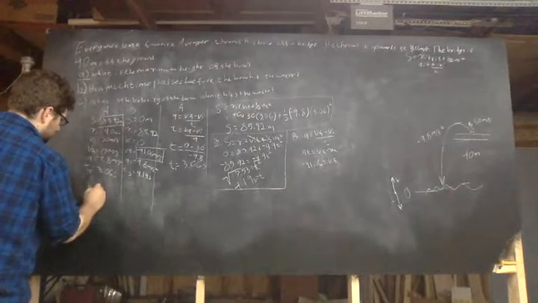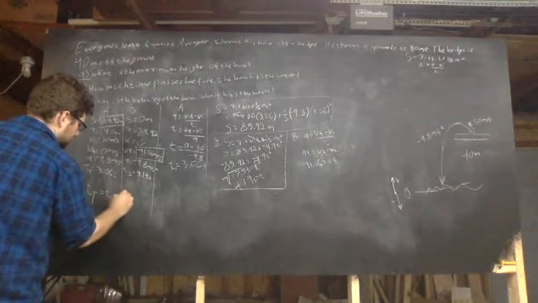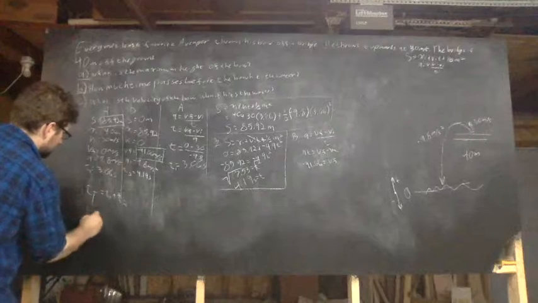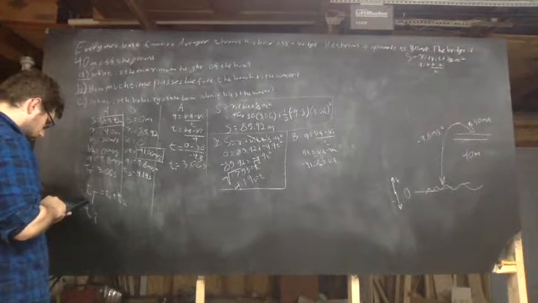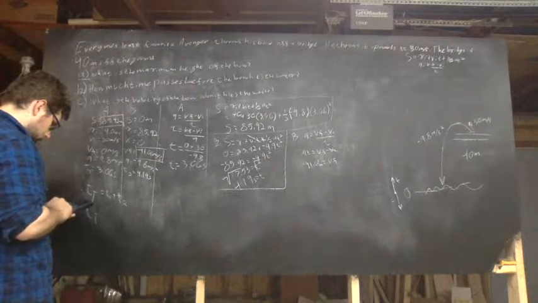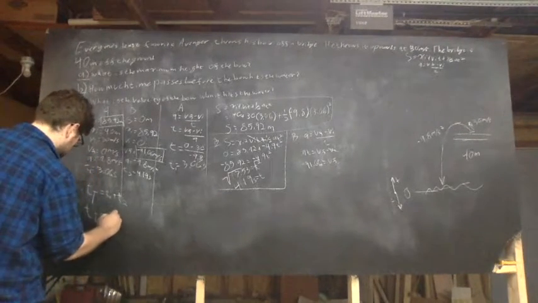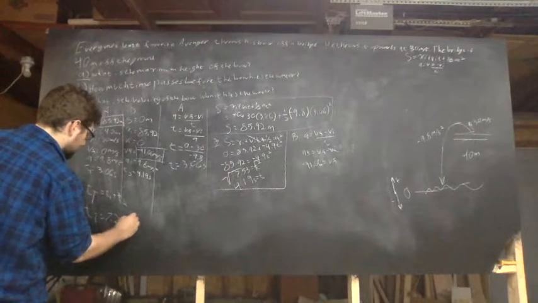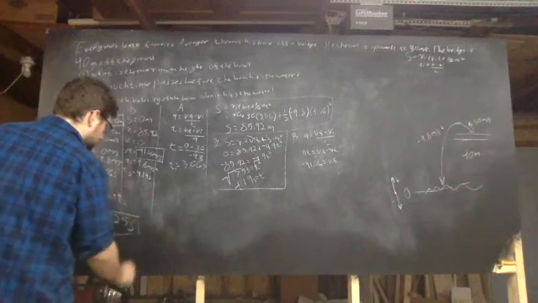And then all I have left to do is find my total time. So T total is equal to T1 plus T2. So T total is 3.06 plus 4.19. That's going to be 7.25, sorry. And there you have it.